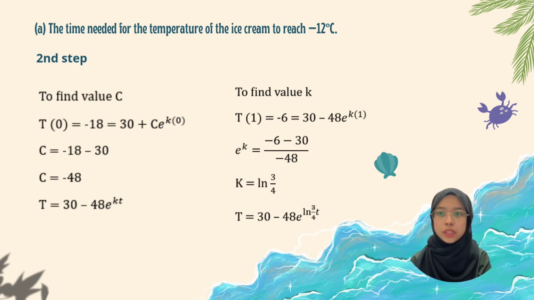Next, to find the value of k, the equation given is that the temperature after 1 hour is -6, equal to 30 - 48 multiplied by e^(k·1), and we get e^k = (-6 - 30)/(-48), and k equals ln(3/4). And we get T = 30 - 48 multiplied by e^(ln(3/4) t).